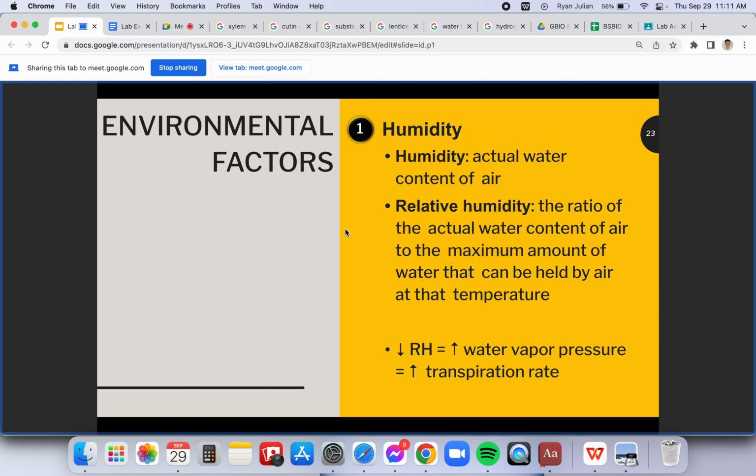As for the relative humidity, it is the ratio of the actual water content of air to the maximum amount of water that can be held by air at that temperature. So the lower the relative humidity is, it results to water vapor pressure and can lead to a higher transpiration rate or the loss of water.